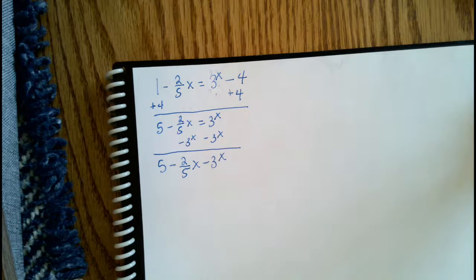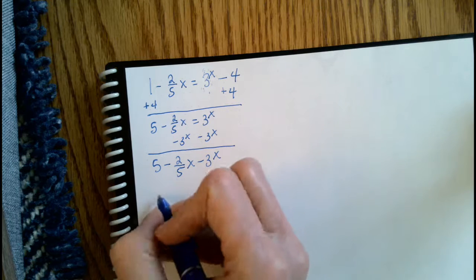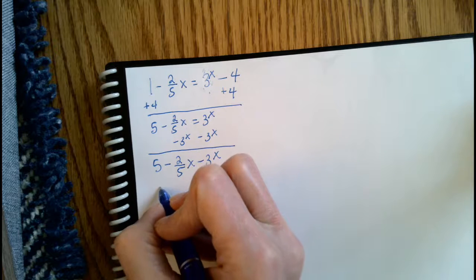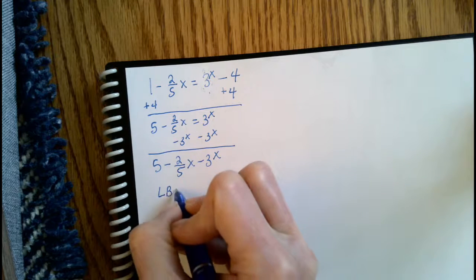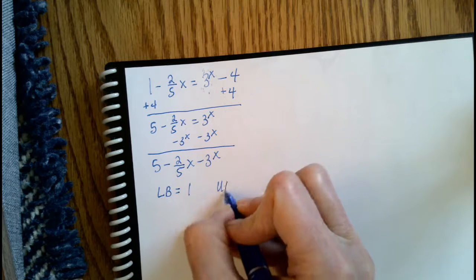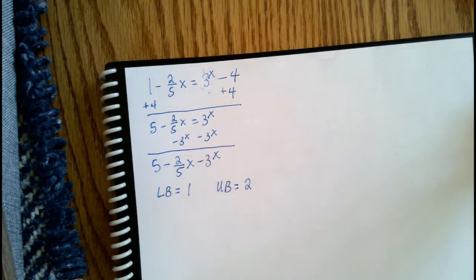And again, based on the picture, what we know is that x is going to be between 1 and 2. So again, lower bound, which I abbreviated as LB, is 1. Upper bound, UB, is 2. And what we're going to do is put these values of 1 and 2 back into the equation here that we just solved.